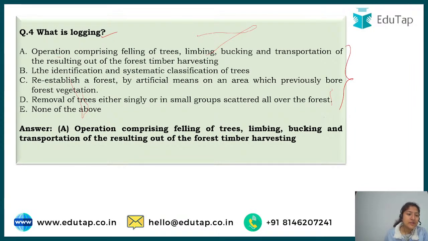Logging is an operation comprising felling of trees. When a tree is intact, and you cut it down, it has been felled. So an operation that involves felling of trees, and after that, limbing is done. So what is limbing? This tree must have many branches, right? Limbing is the operation where you cut these branches.